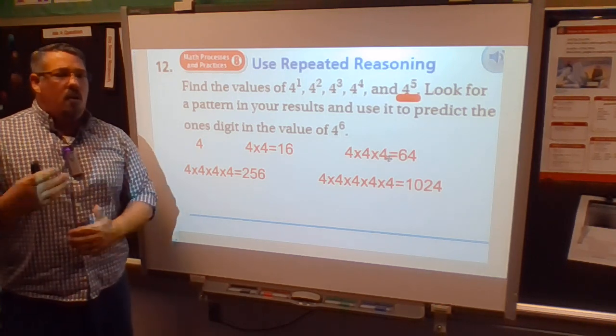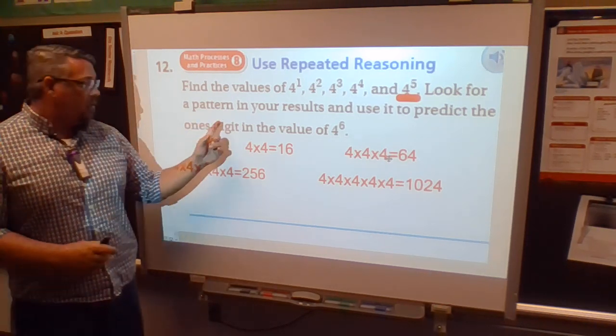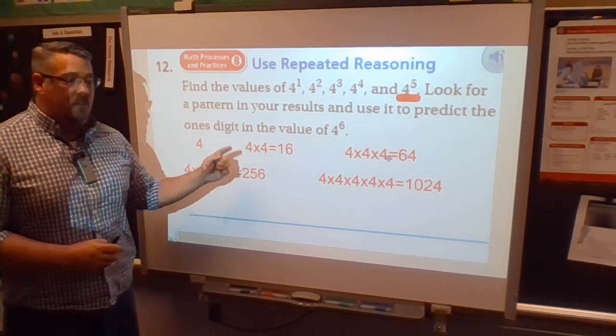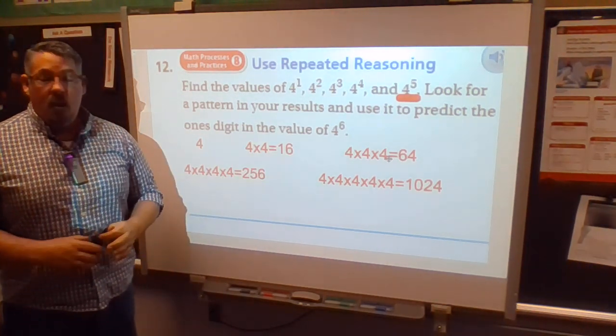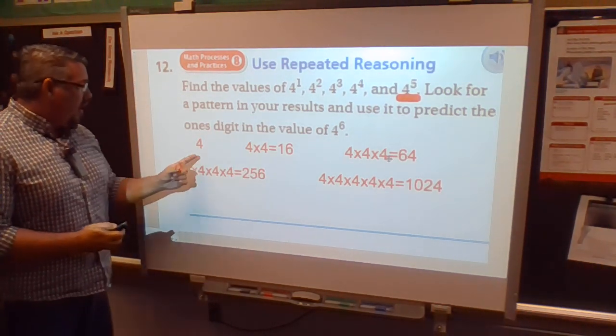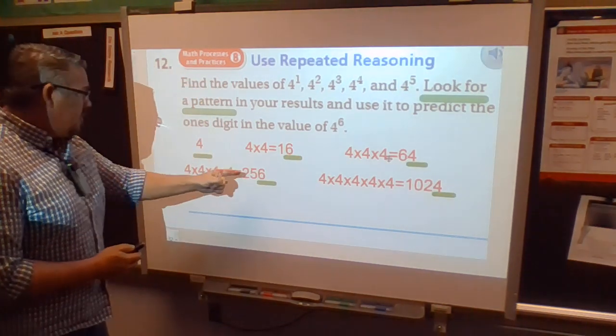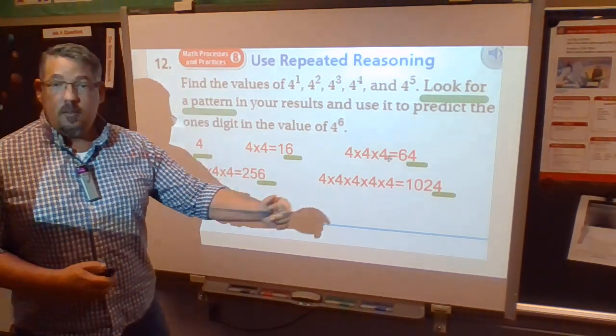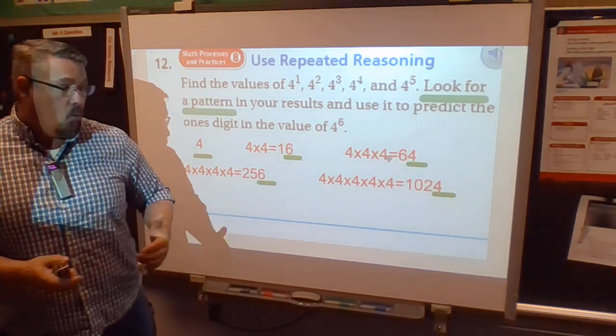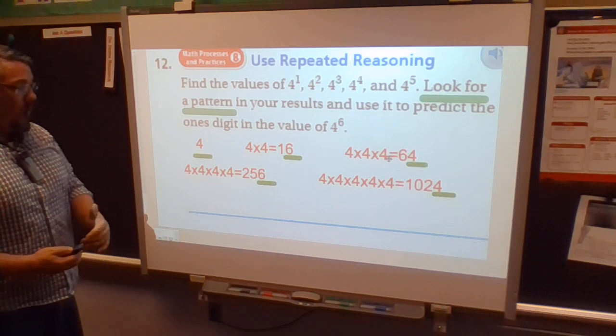Now, they give you a hint about the pattern because they say to predict what you think will be the ones digit when I do 4 to the sixth. So let's look at the ones positions. Notice I have a 4, a 6, a 4, a 6, a 4. So I should see a pattern. 4, 6, 4, 6, 4.